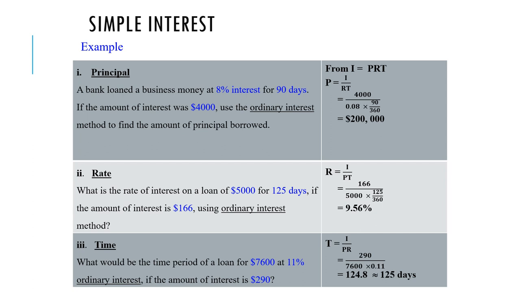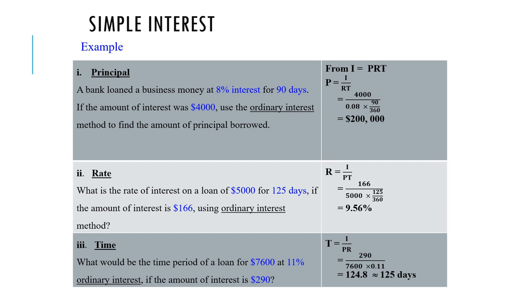So what is I? 4,000 from the question. Divide by rate of interest, 8%. Do you see 0.08 there? Times 90 over 360. Why over 360? Because my interest rate is always for 1 year. So this is ordinary interest and there's days there. That's why I take 90 days divided by 360. All right, because if you just times it with 90, you are saying 90 years. So this is days, you divide by 360. If they say exact, you divide with 365. This is ordinary, you divide with 360. You will get 200,000 for your principal.